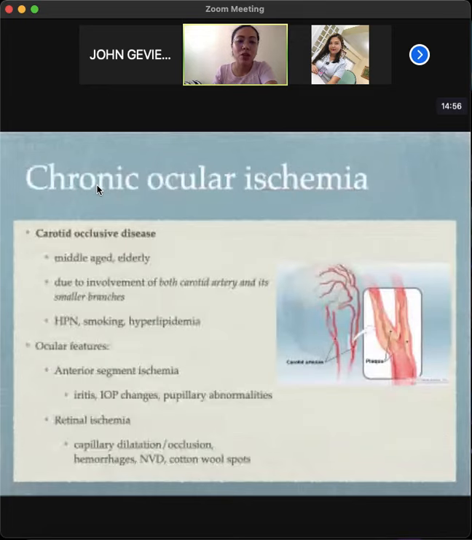In chronic ocular ischemia, particularly involving your carotids, it is usually due to a carotid occlusive disease. Eye findings would include anterior segment ischemia, such as your iritis, IOP changes, or glaucoma, and pupillary abnormalities. And retinal ischemia can be seen as hemorrhages and exudates in these cases. So you can check for carotid studies in these cases.